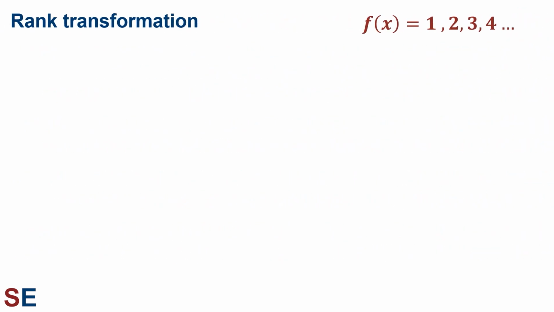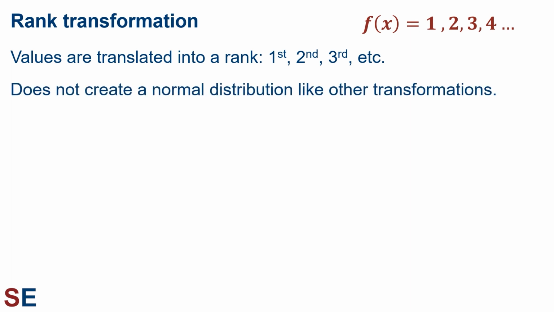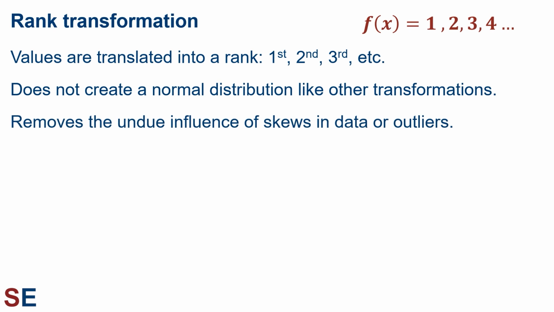The last transformation for this video is the rank transformation. For this, the function takes a list of original values, and the values are translated into a rank: first, second, third, etc. The ranks can be based on smallest to largest or vice versa, but the key is that there's an order. This transformation does not create a normal distribution like the other transformations. In fact, it essentially removes the shape of the data distribution completely. This transformation removes the undue influence of skews in data or outliers, because these just end up being ranked first or last, and without a magnitude associated with them that balloons up any calculated statistics.